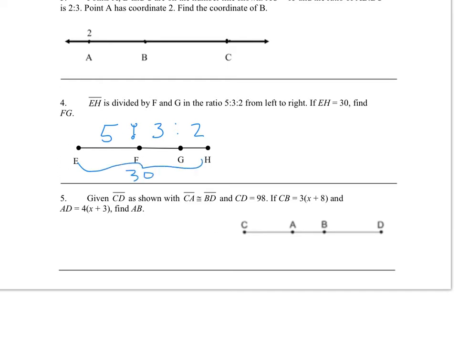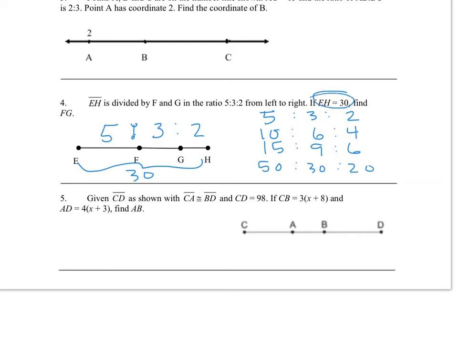So if you recall, what we talked about is being divided in the ratio 5 to 3 to 2 means that their lengths could be 5, 3, and 2, or really any common multiple of 5, 3, and 2. So it could be 10, 6, and 4 if we multiplied all of those by 2. It could be, if we multiplied by 3, 15, 9, and 6. If we multiplied by 10, it could be 50, 30, 20, and so on. Okay, but the goal here is to make EH equal to 30.